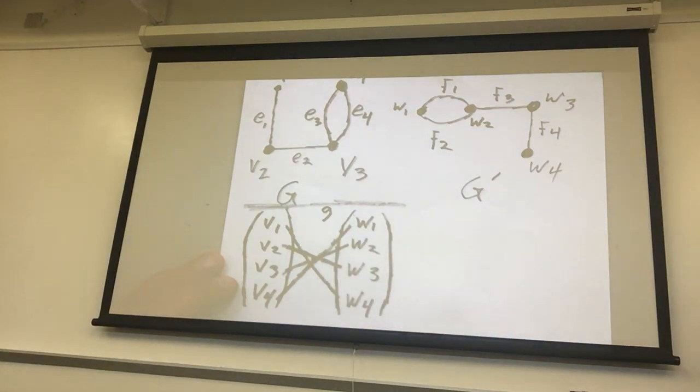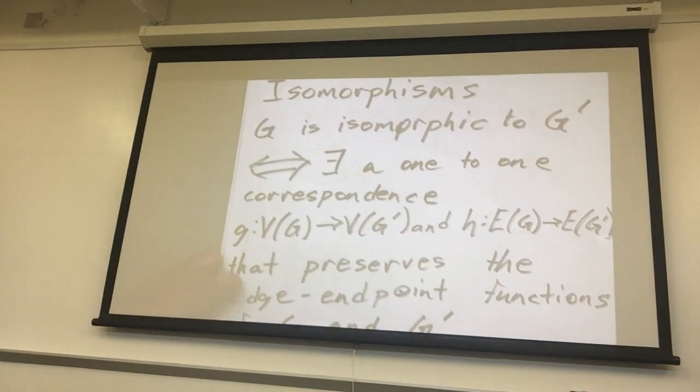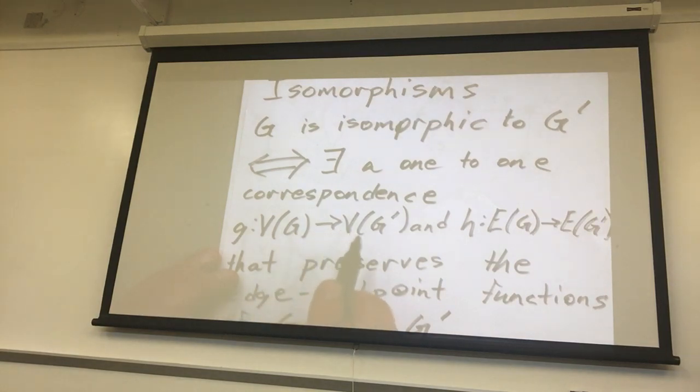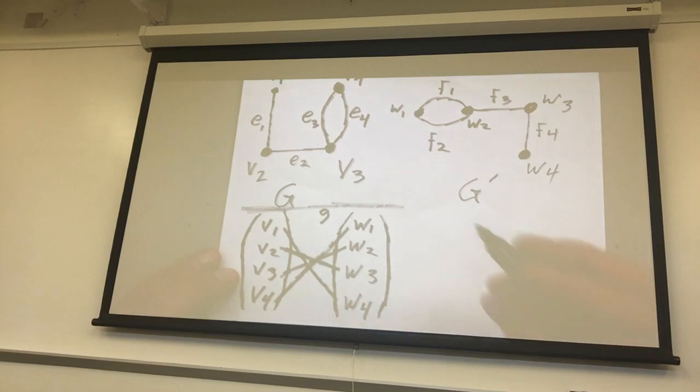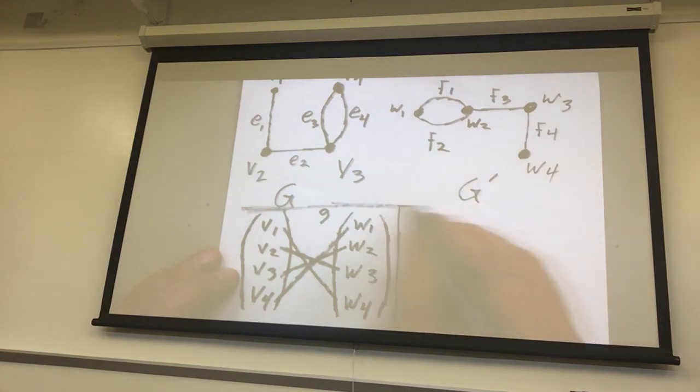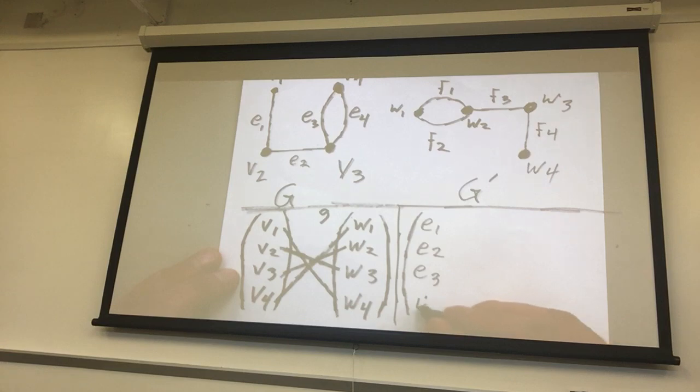So we have the one-to-one correspondence between the vertices, and then we'd have to consider our definition: there is a mapping of the vertices onto the vertices of G prime, and h would be the mapping of the edges onto the edges of G prime. So we'd be looking for another mapping, and this would be edge 1, edge 2, edge 3, and edge 4. This would be our lowercase h, and it is going to have to be mapped onto F1, F2, F3, and F4.